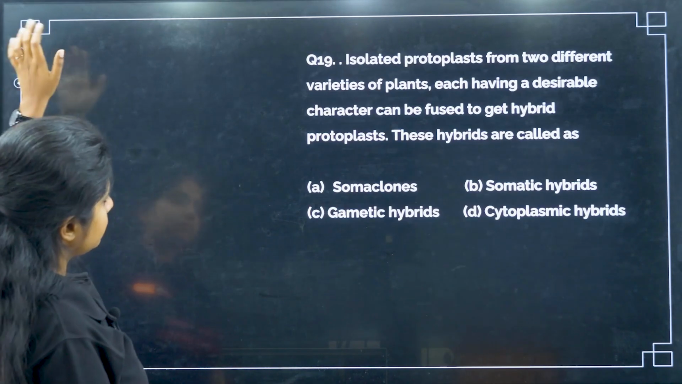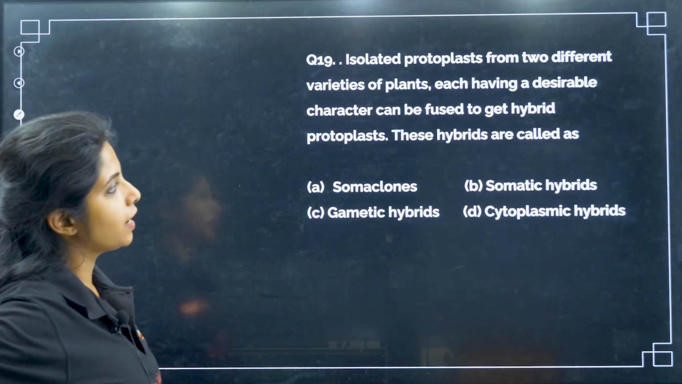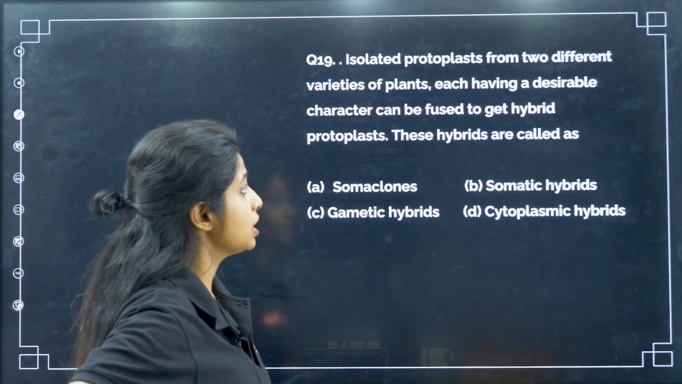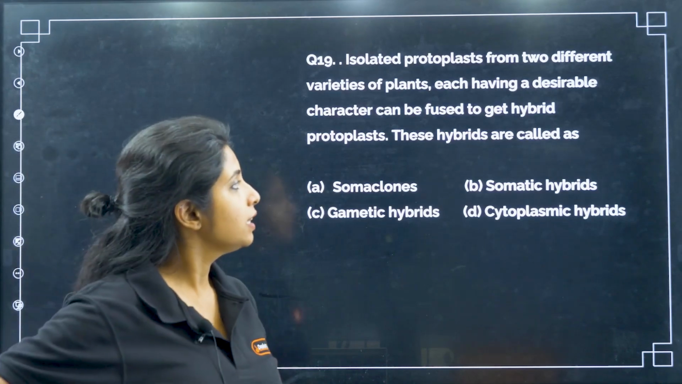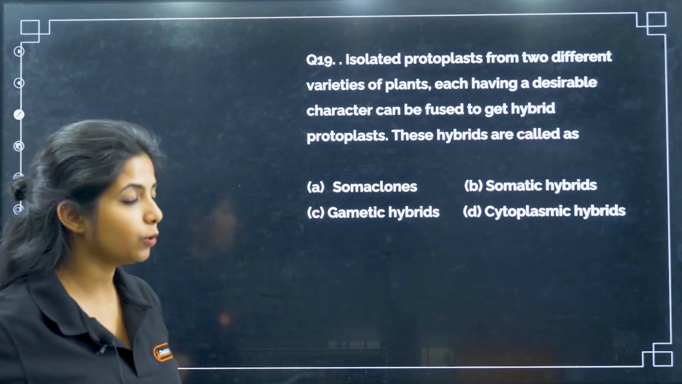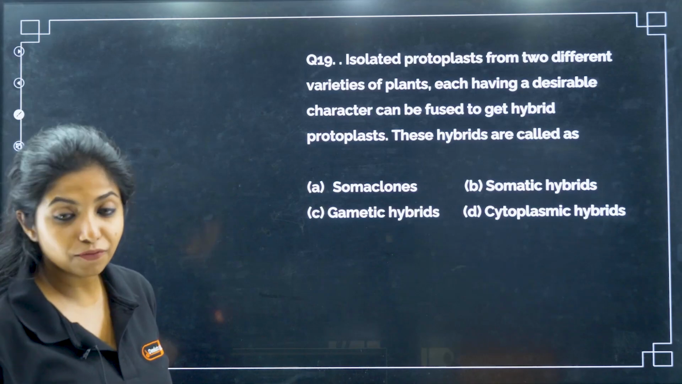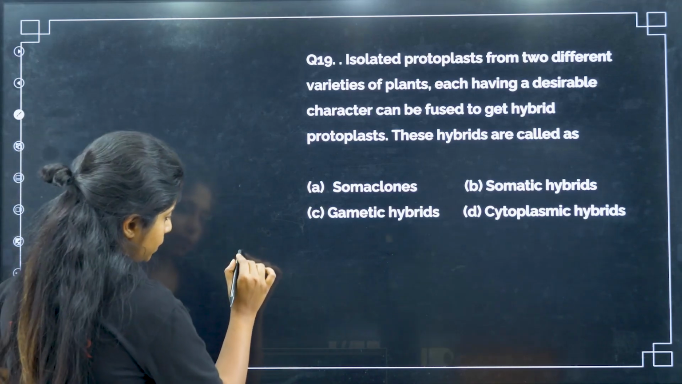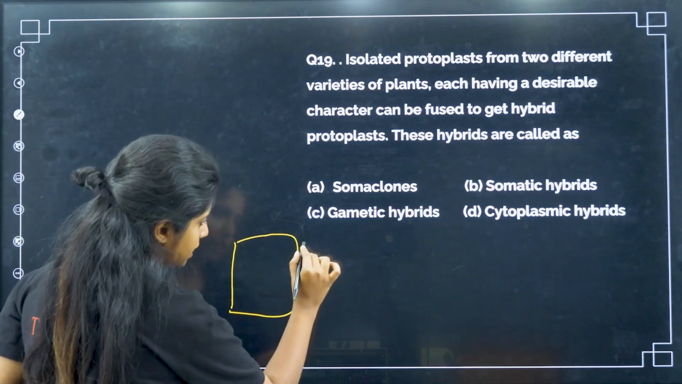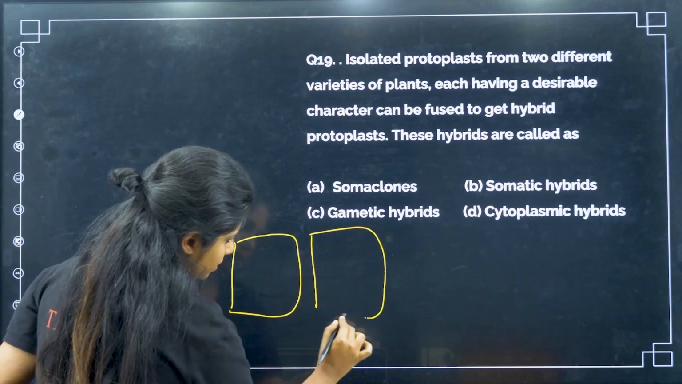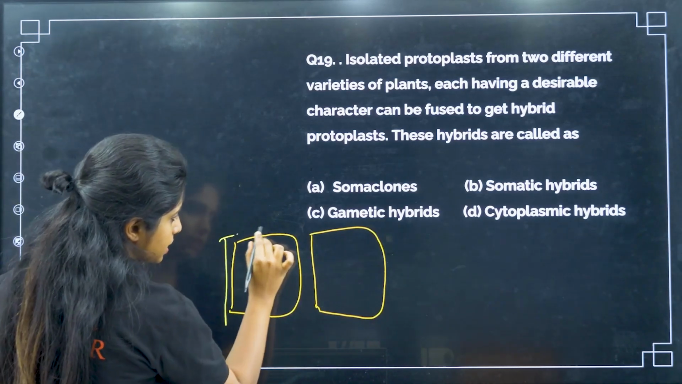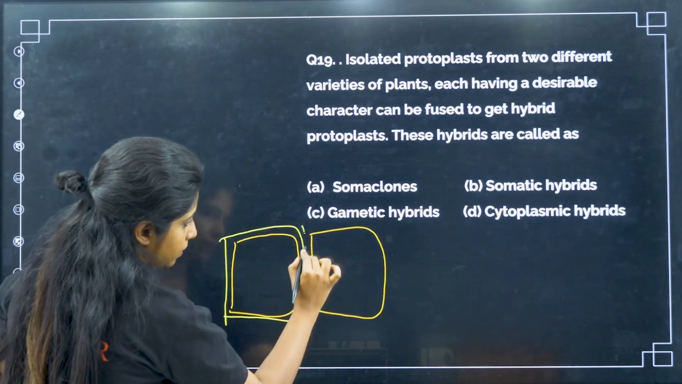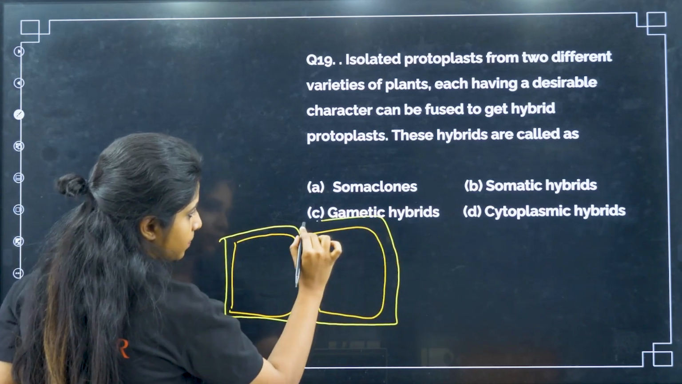Chalo. Next, isolated protoplasts from two different varieties of plants, each having a desirable character, can be fused to get hybrid protoplasts. These hybrids are called as. What do you mean by protoplast? At first, you should be knowing that. So, suppose this is a cell, a plant cell. This is also a plant cell. Plant cell has cell membrane and also something that is known as cell wall. Agreed? It also has cell wall.